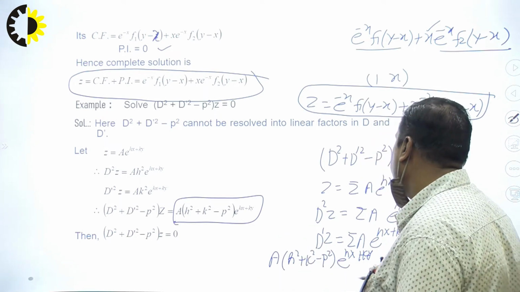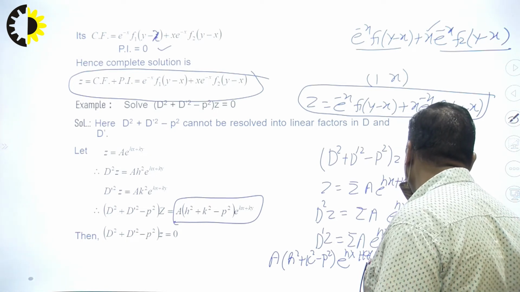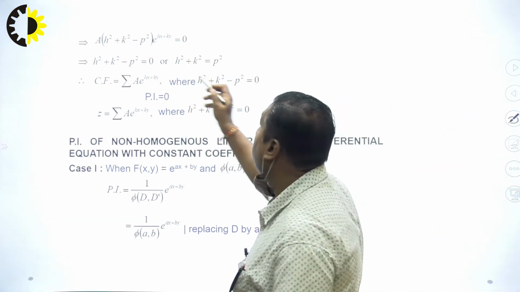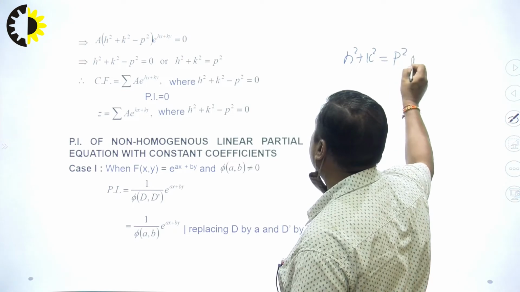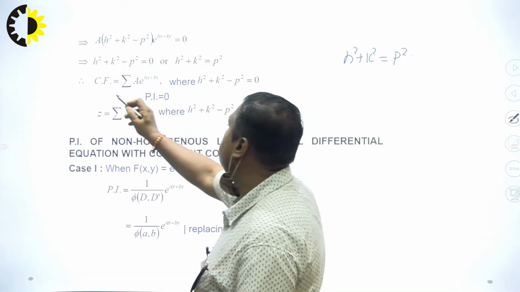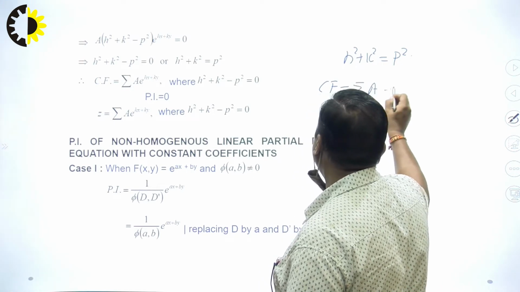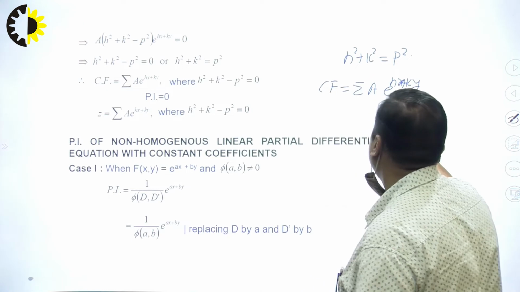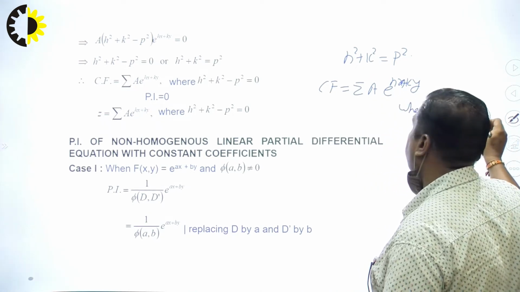So therefore h square plus k square minus p square is equal to 0. We have the relation, and that becomes h square plus k square is equal to p square. Hence we have the relation of CF is summation a e to the power hx plus ky, where h square plus k square is equal to p square.